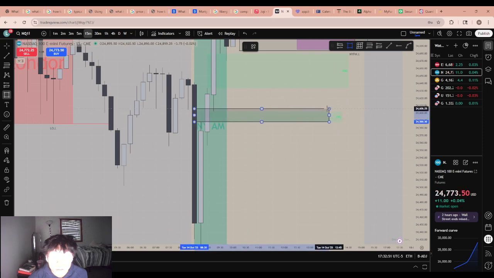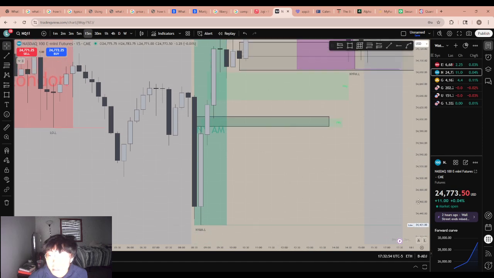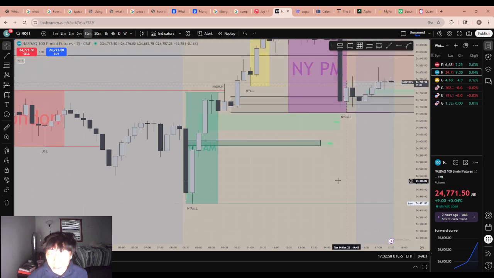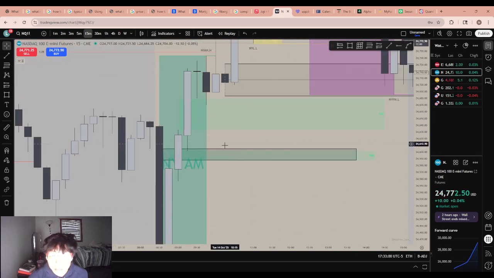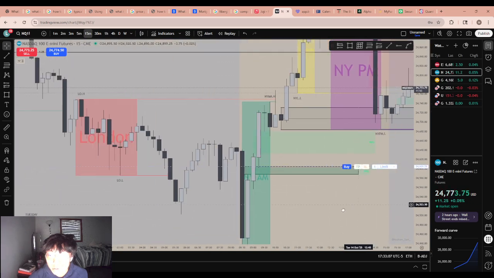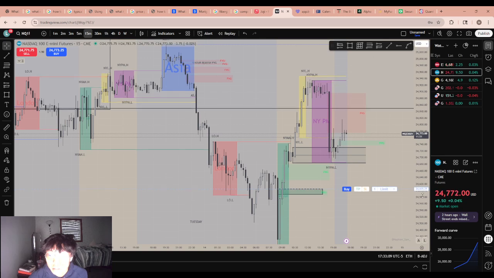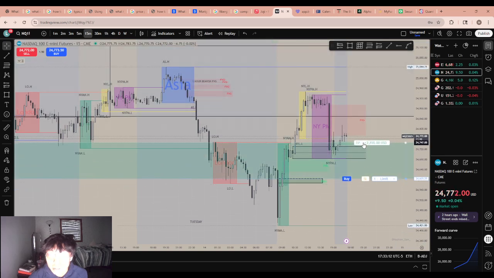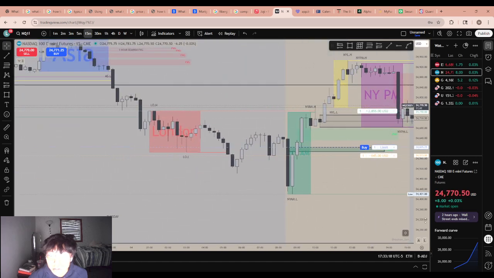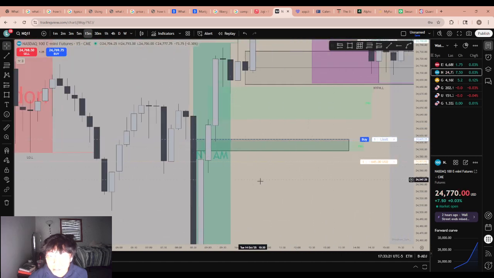So after a liquidity sweep, we got a V-shaped recovery, and then we get this 15-minute inversion, and then this nice little retest, which we entered off of right there. One contract, take profit at London high. Stops below this candle, under this inversion.